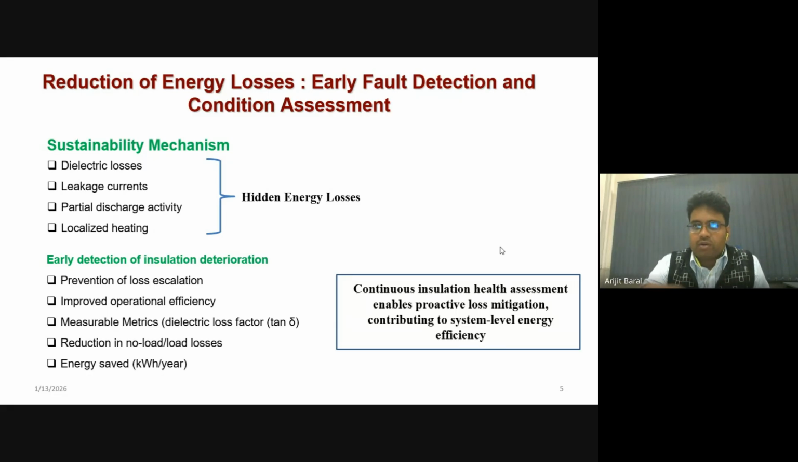Please remember that we are not talking about hidden energy losses for a single unit. We are talking about a large number of power transformers and other such large power equipments which are presently connected in an entire grid network.